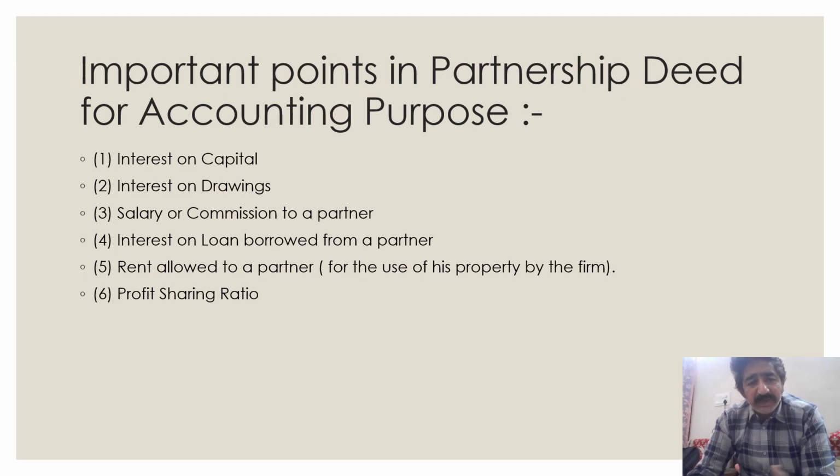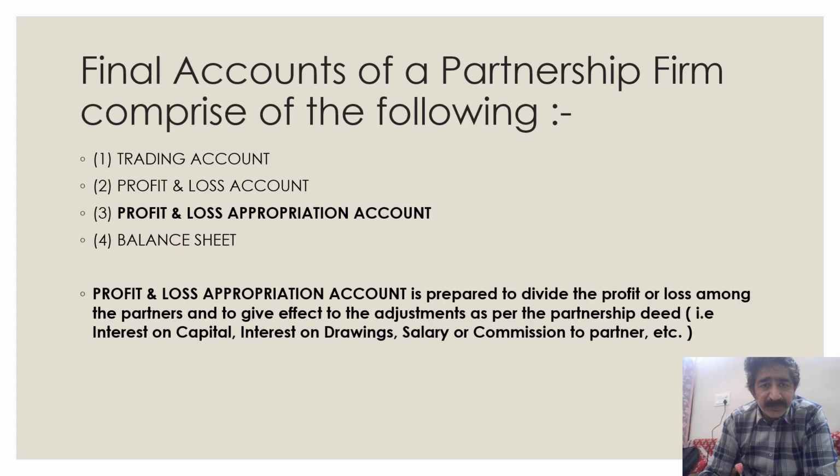And last is profit sharing ratio. Don't think that profits are divided equally among the partners. Many students have this notion, but this is wrong. They will be given in the question the profit sharing ratio. Suppose two partners are there, it is not always 1:1. It could be 3:2, 4:1, or whatever is given in the question. So we'll divide the profit in that particular ratio. We move on with the next slide.